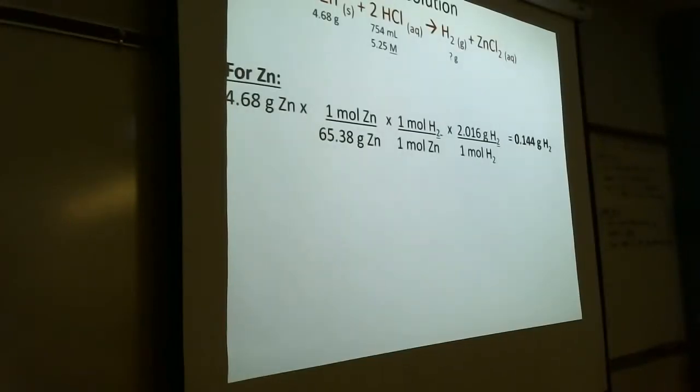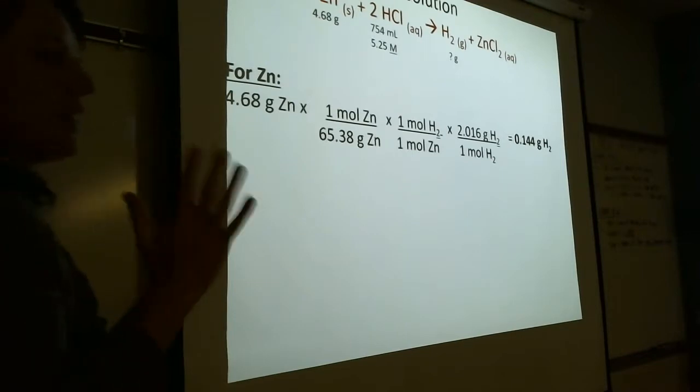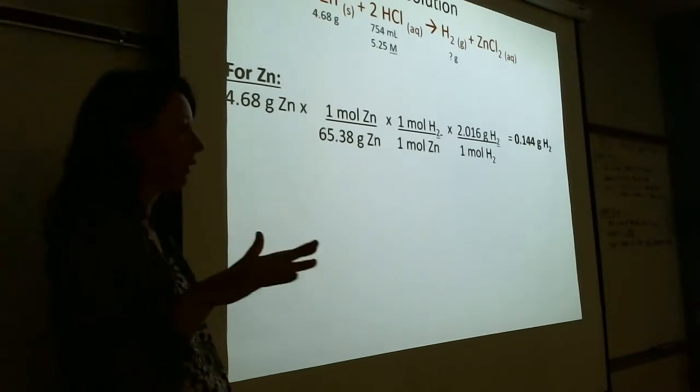We've got mass of the metal and we've got molarity and volume of the solution. And we want to know how much gas this will generate. We're not interested in the solution at all. So here's what it looks like if you do it all as one calculation. If you did it as 3 separate calculations, that's perfectly fine.